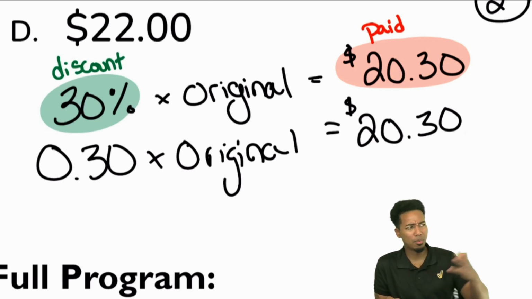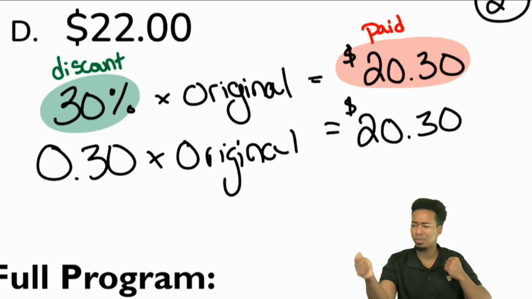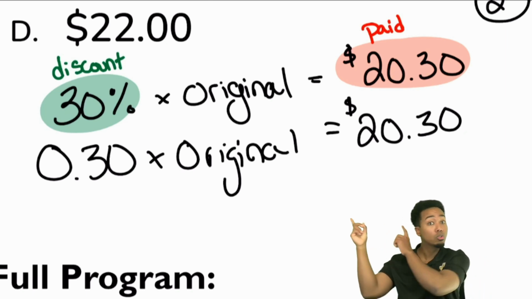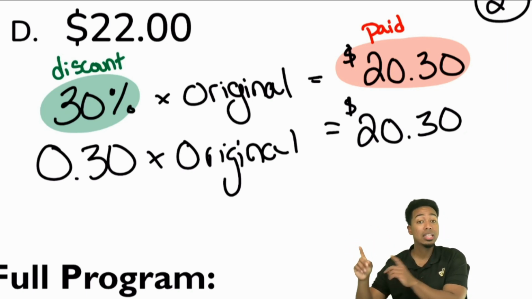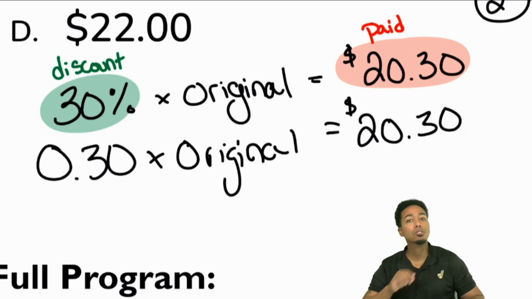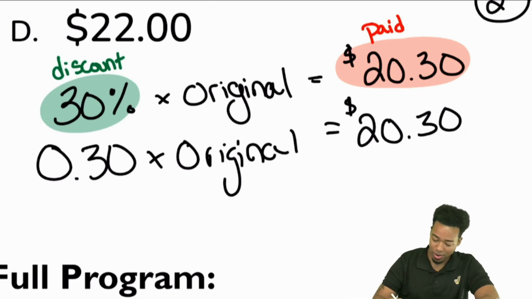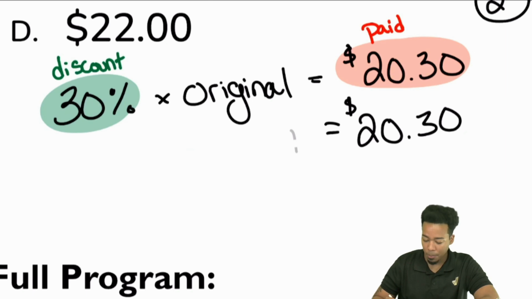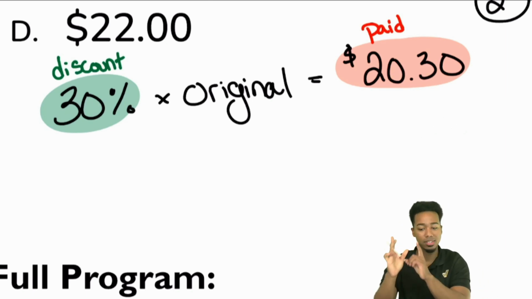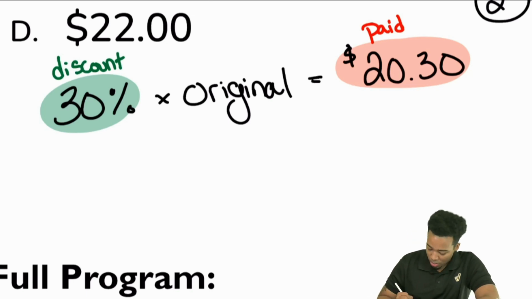Everybody, is how much we save the same as how much we pay? Not at all. Those represent different things. That's how you know this formula is set up the wrong way. Here's the correct way to set it up. And hopefully after I show you this, some light bulbs will start turning on and you'll say, oh, okay, I see where that's coming from. Watch this.